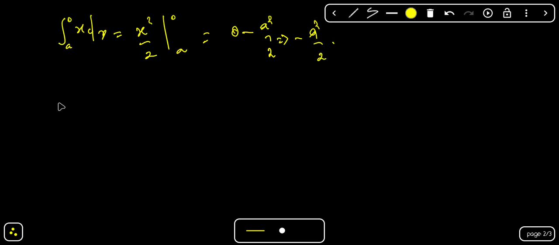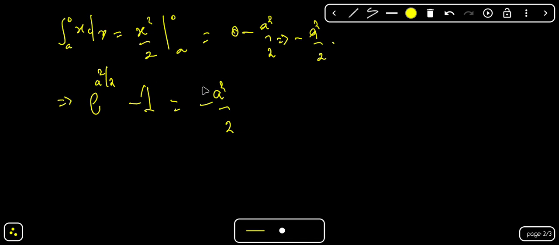Now, equating the two results. The first result is e raised to the power of a squared over 2 minus 1, which is equal to the second result, which is negative a raised to the power of 2 over 2. Now, how are we going to solve for the value of a? That's where the work comes in. This is somehow hard. So how are we going to solve this problem?